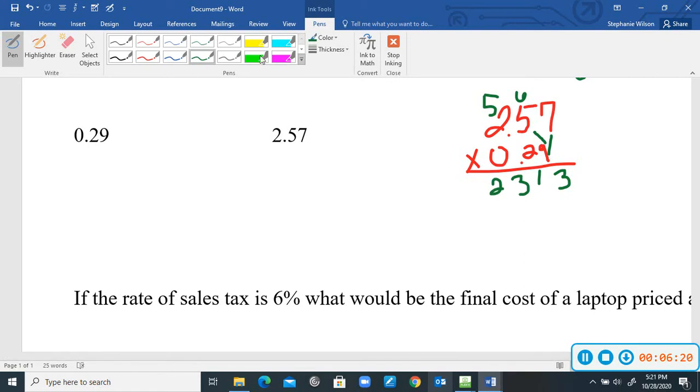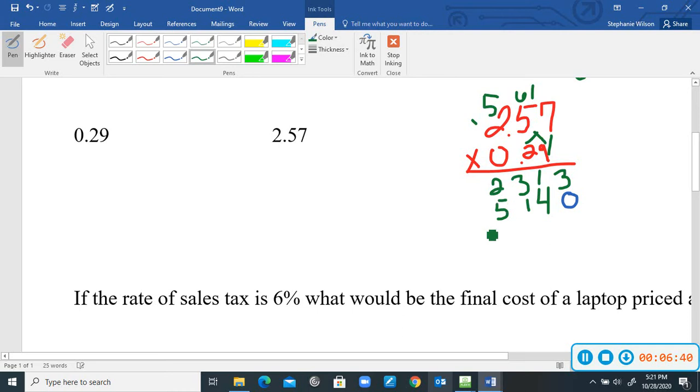And now, our next number is in the second column, so that means we have to put a 0 here and scoot over. Now we have 2 times 7 is 14. Carry the 1. 2 times 5 is 10, plus 1 is 11. 2 times 2 is 4, plus 1 is 5.